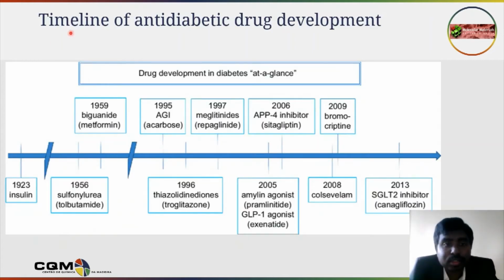This slide shows the timeline of anti-diabetic drugs developed throughout history. In 1923, insulin was developed, and from 1923 to 1956, several insulin types were developed to improve its efficacy. Later, in 1956 and 1959, metformin and tolbutamide were produced, and this type of drug has been used to degrade glucose into ATP in the presence of insulin.